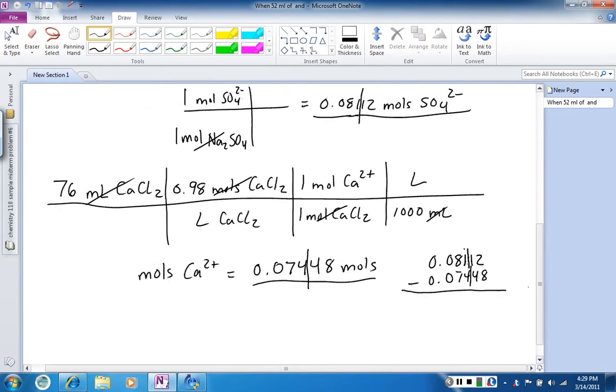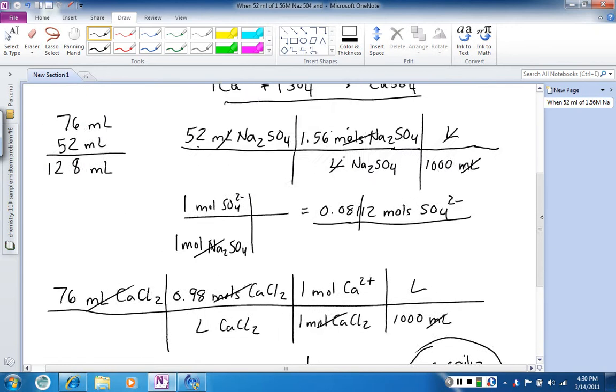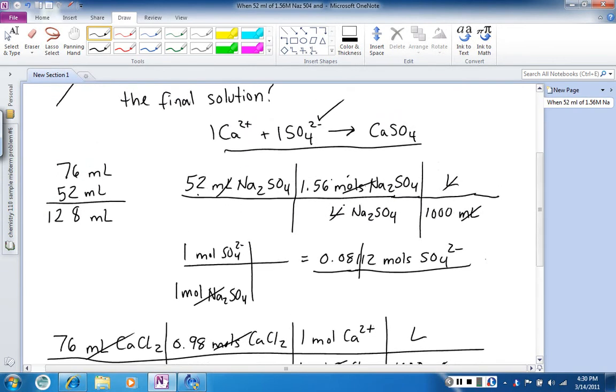Okay, so our difference is going to be 0.00664. And that now is 1 sig fig. Remember, adding and subtracting will change your sig figs. So that is what's left over, SO4 2 minus. Remember, SO4 2 minus was in excess.